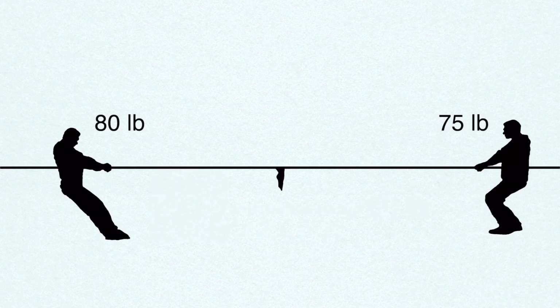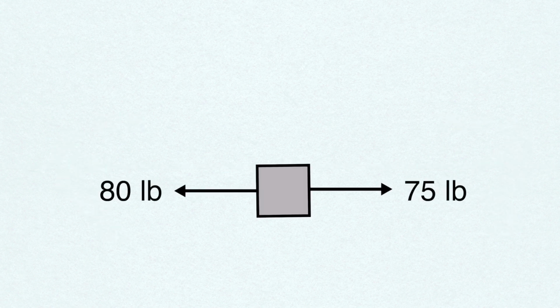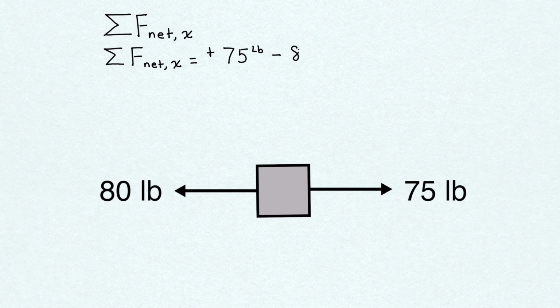Here's another example where the guy on the left is pulling 80 pounds, and the guy on the right is pulling 75 pounds. The free body diagram would look like this. Same scenario, 80 pounds and 75 pounds. And we would say the summation of the forces in the x direction, again, this is left to right, positive 75 pounds minus 80 pounds, because the forces are going against each other in the opposite direction. So we take 75 minus 80, which comes out to be negative 5 pounds of force.